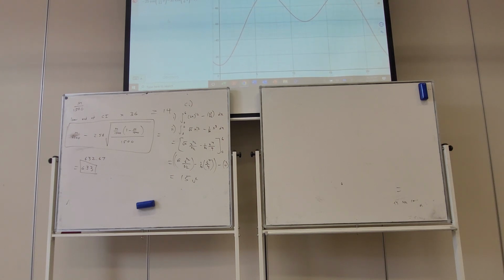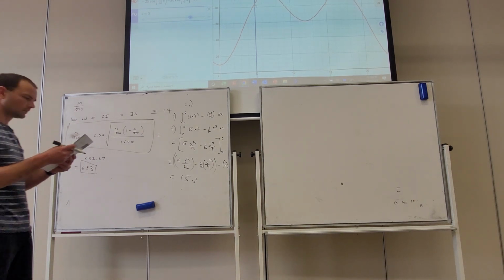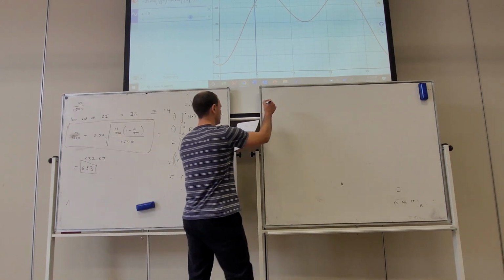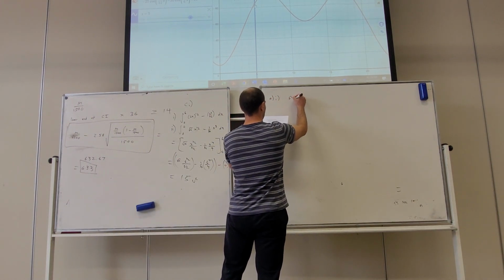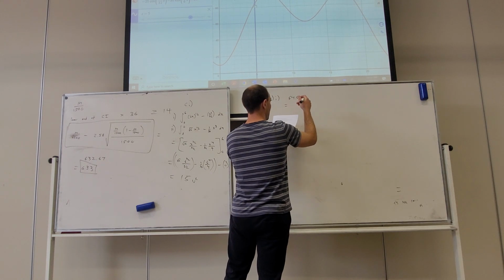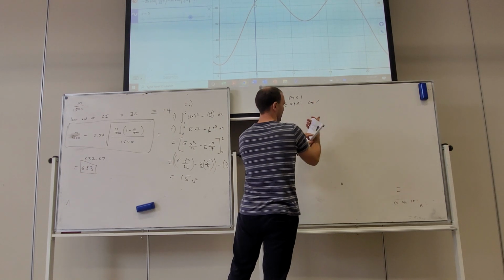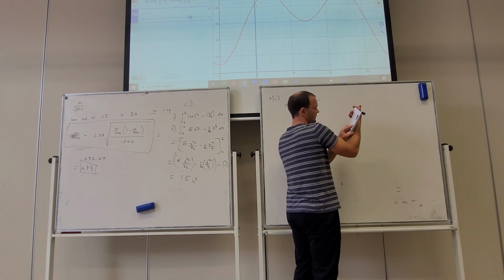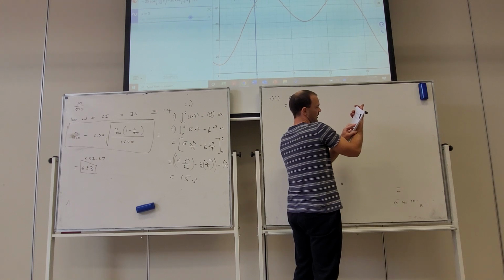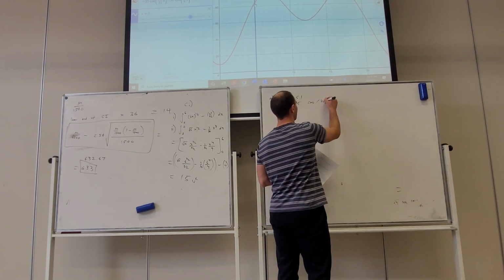Now we want to know when x is 5. When the time is 5, we can see we've got 84.51. The rate of change, so it's absolutely fine to leave it as a decimal. Cars per, and then period of time is hour. Cars per hour.